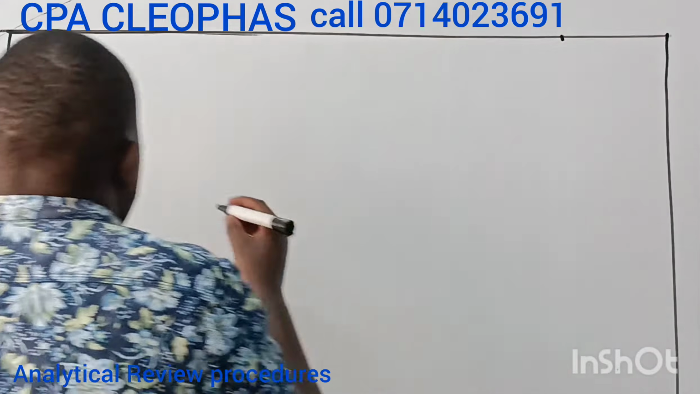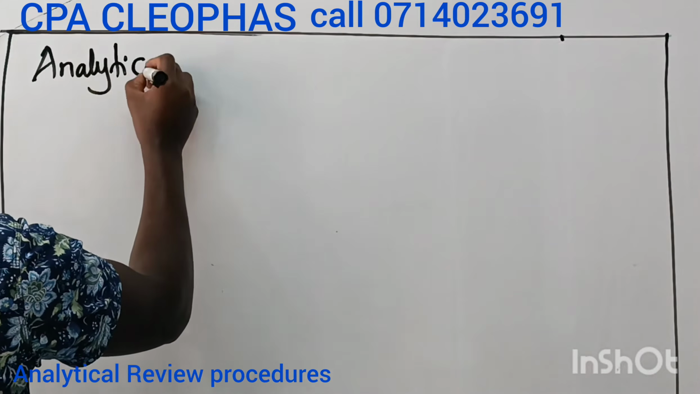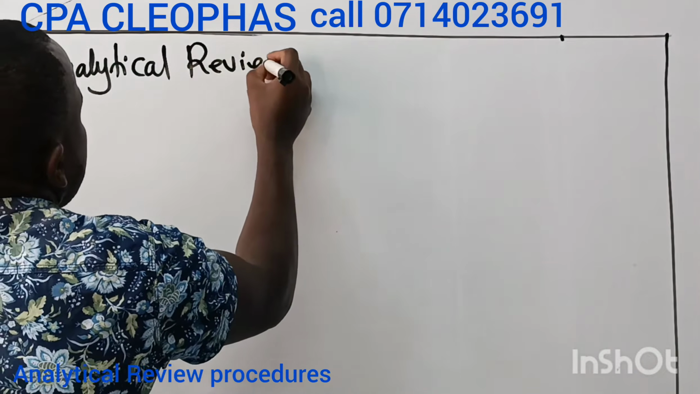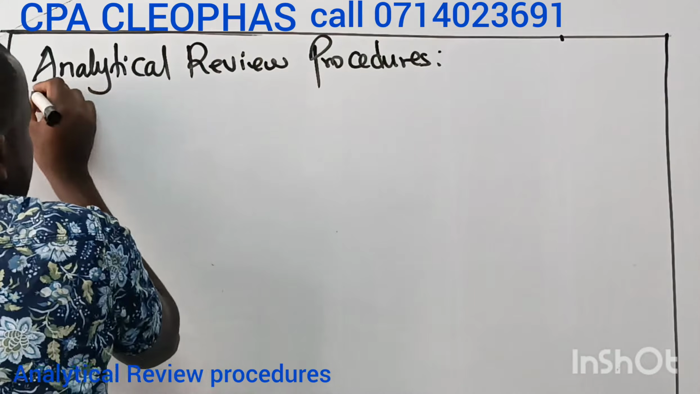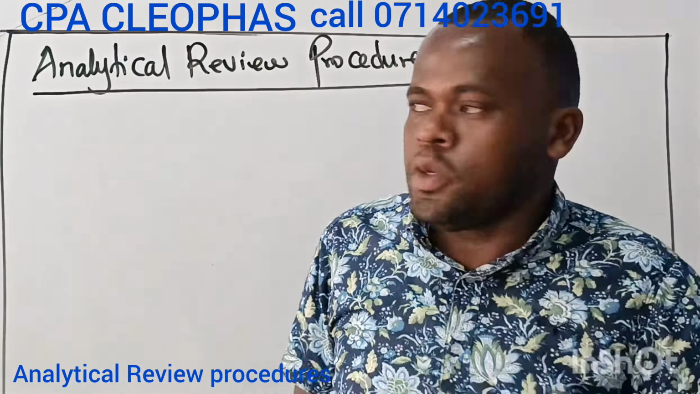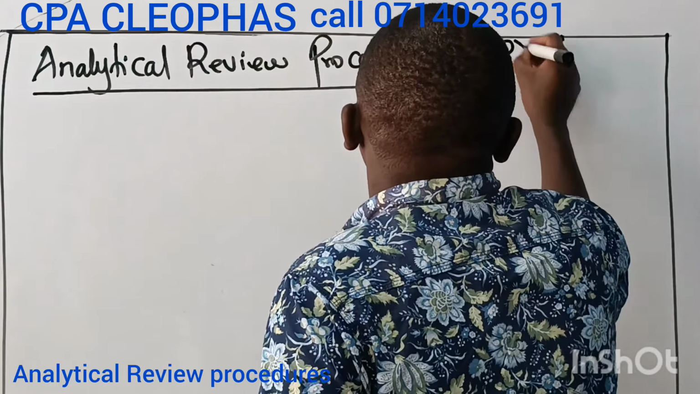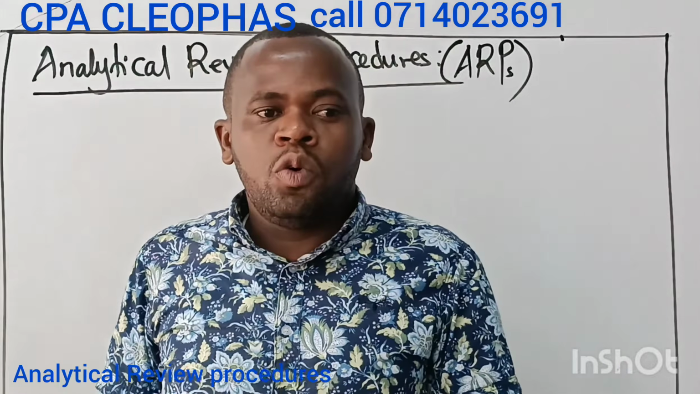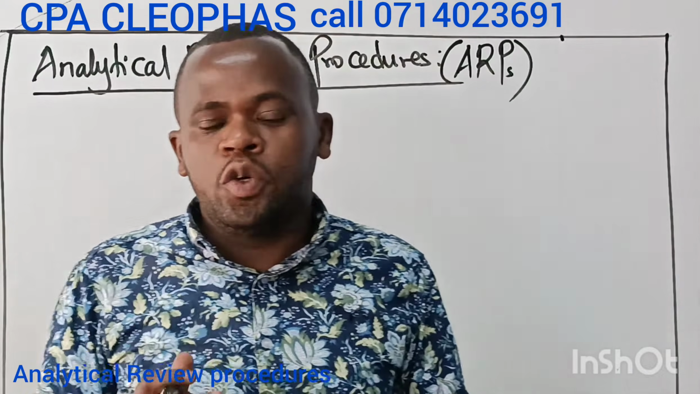Today, I want to discuss analytical review procedures, ARP. So, this is what I want to discuss. Analytical review procedures. It is important to understand what we mean by analytical review procedures. We abbreviate these as ARPs. So, as the auditor, it is very important to understand analytical review procedures.